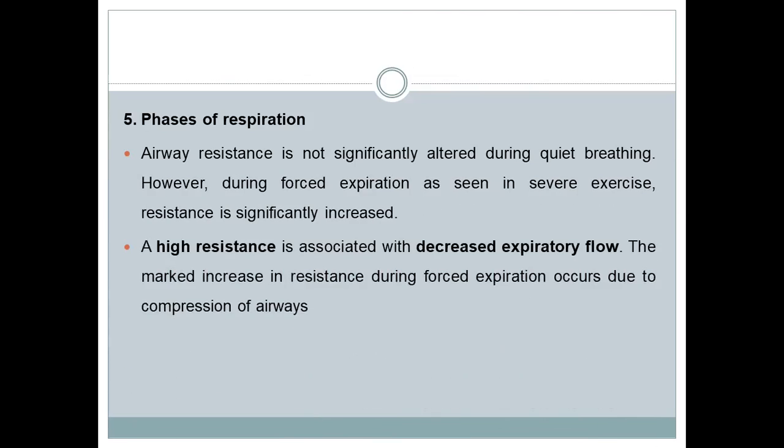This high resistance is associated with decreased expiratory flow. The marked increase in resistance during forced expiration occurs due to compression of the airways. So whenever there is a resistance which is offered, that occurs due to compression of the airways. So if you are doing forced expiration, as in severe exercise, there will be airway compression, and that can lead to an increase in the resistance.